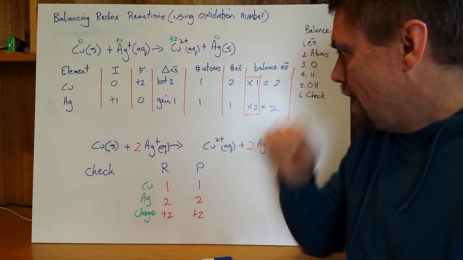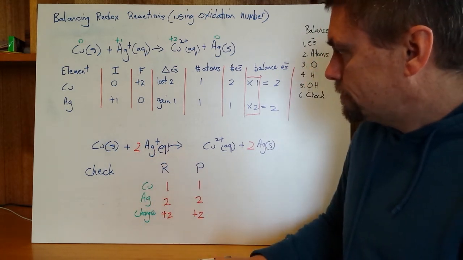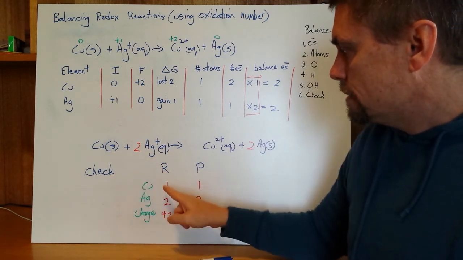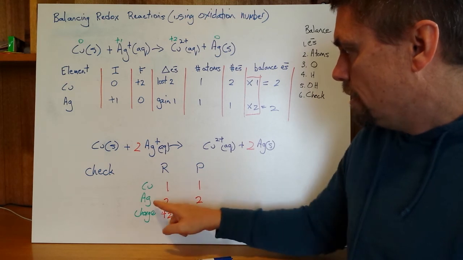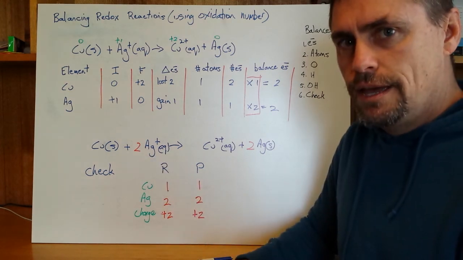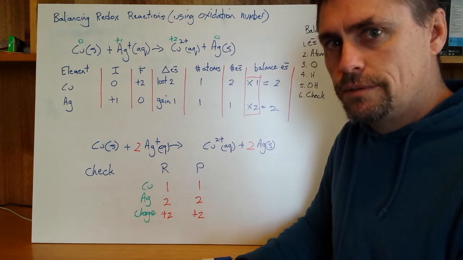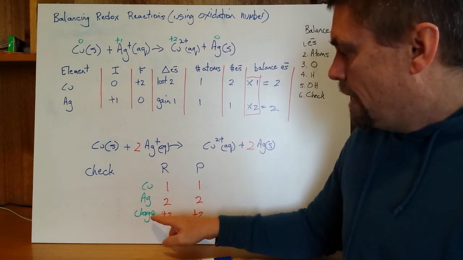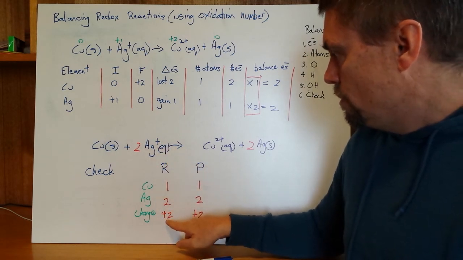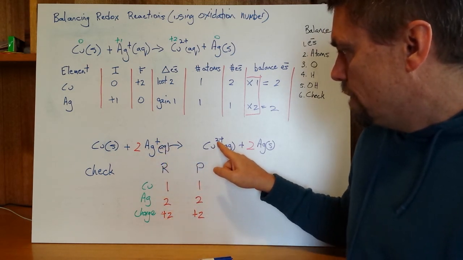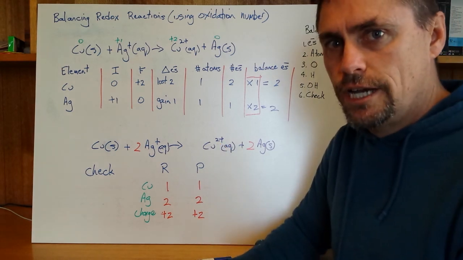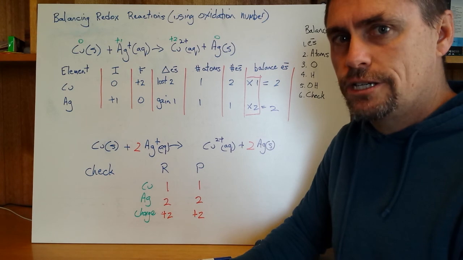So we can now look at checking our system. So we have our copper atoms. We have 1 in our reactants, 1 in our product. Our silver, we have 2 in our reactants, 2 in our products. And the last step is to have a look at our charge. So we have 2 times +1 here to give us +2 overall, and we have 1 times +2 to give us +2 as our charge in our products. So this reaction is now balanced.